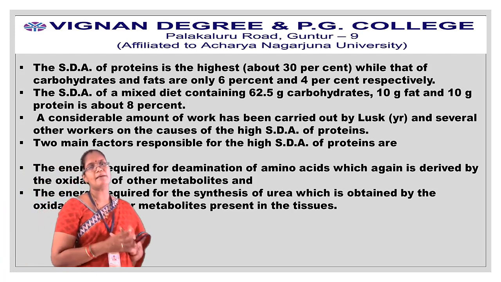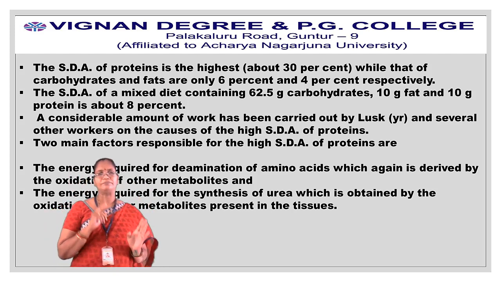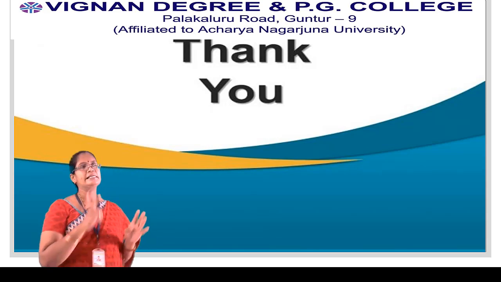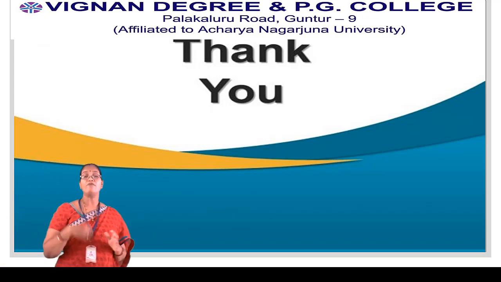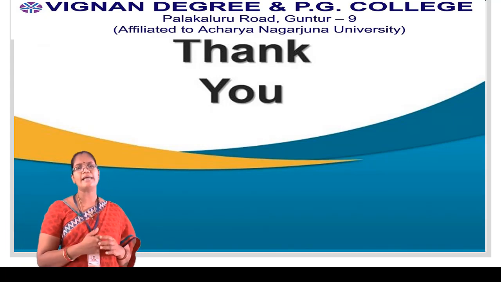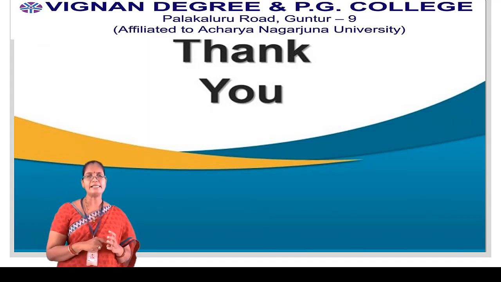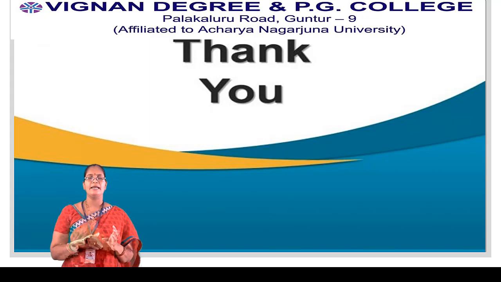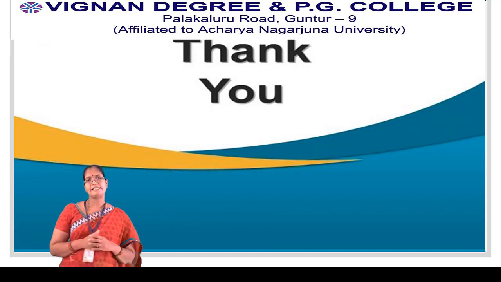So, this is about specific dynamic action of food. In this session, we have seen the basal metabolic rate, factors affecting it, its significance, and the specific dynamic action of food, and the reason proteins have higher SDA values than other foods. The main reason is deamination: the energy required for deamination of amino acids is derived from the other metabolites in the tissues.